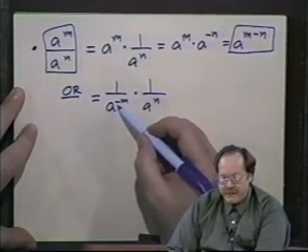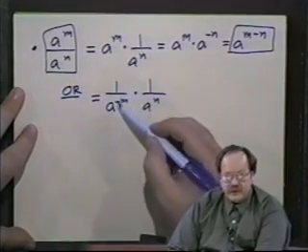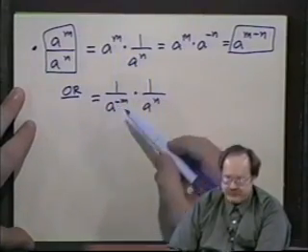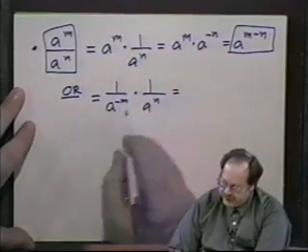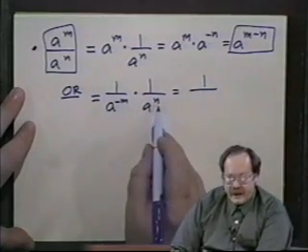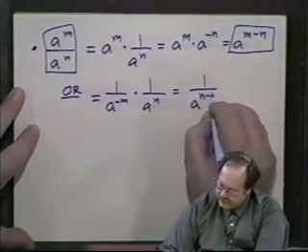Remember now, the minus says go to the other side. It just flips over, do a reciprocal. So that's why a to the m is 1 over a to the minus m. Well, now I have these two on the bottom multiplied together. When you multiply them together, you add the powers, as we saw in the first rule. So this is now a to the n minus m.